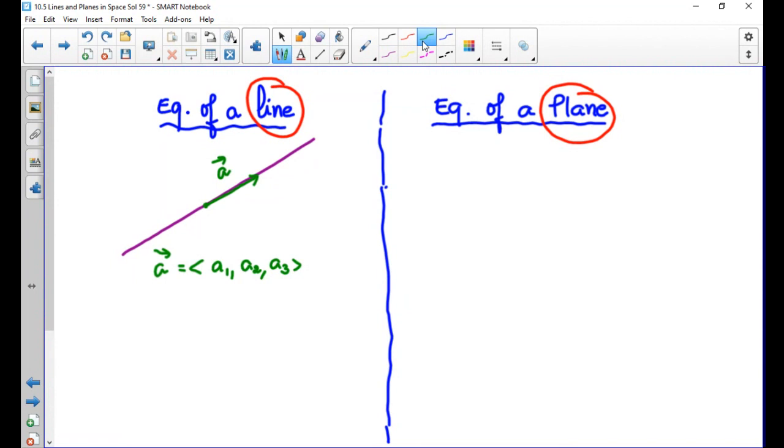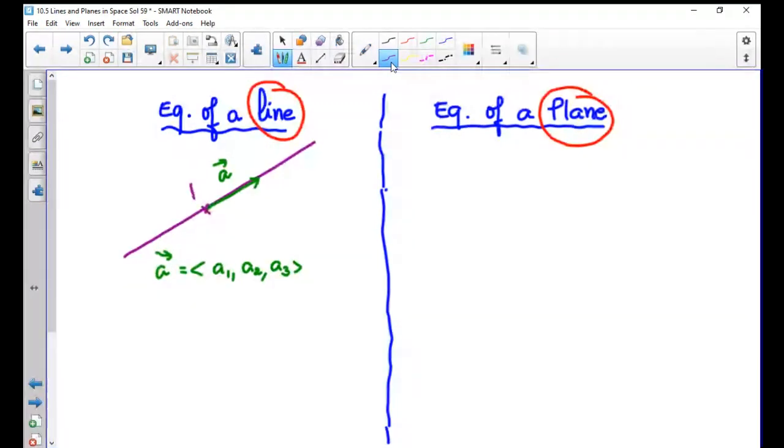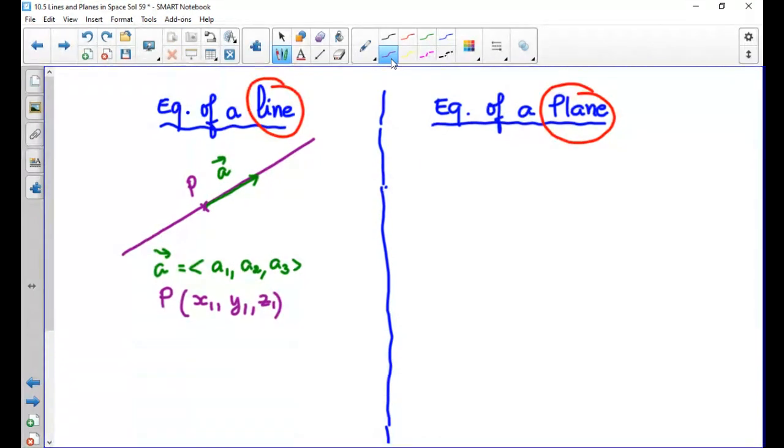So we need this vector. What else do we need? We need the point. Yeah, we need one other point. We need the point on the line. Any point. So you need a point P on the line. So a point P with coordinates x1, y1, z1. Then what will be the equation of this line in this case? Do you remember?